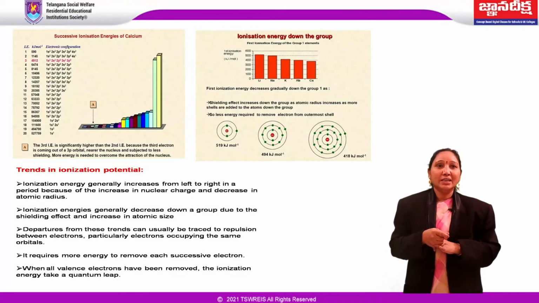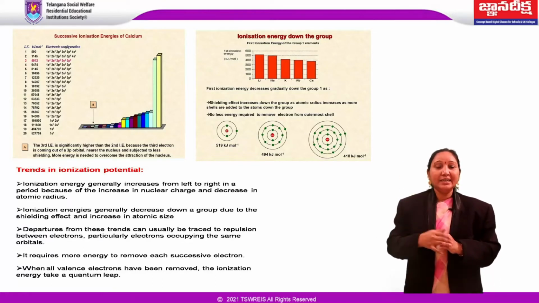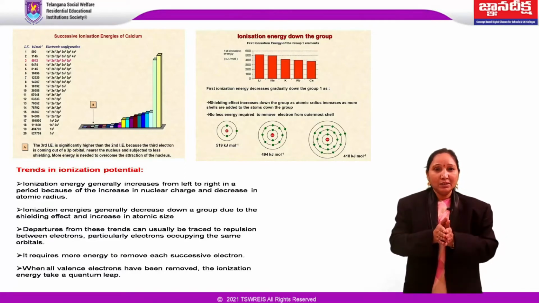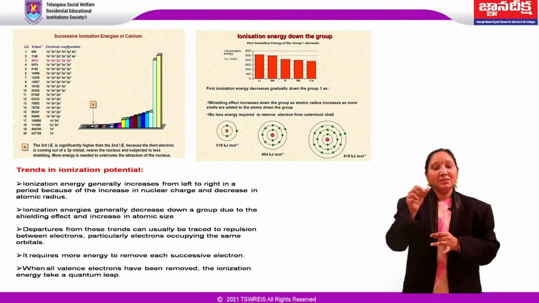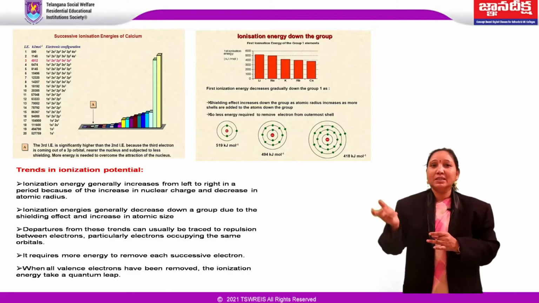What are the trends of ionization energy in a given period and group? In a group, the energies are decreasing. A group means vertical columns. In vertical columns, at each period, a new shell is added. If you take an example of the first group: lithium, sodium, potassium, rubidium, cesium and francium. In lithium, the second orbit is added.